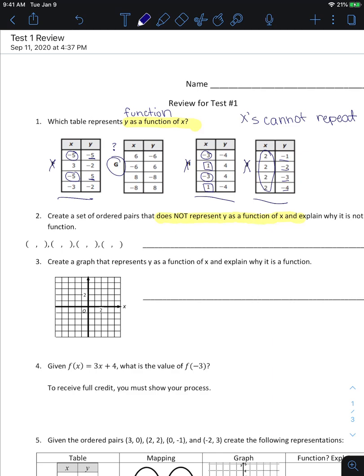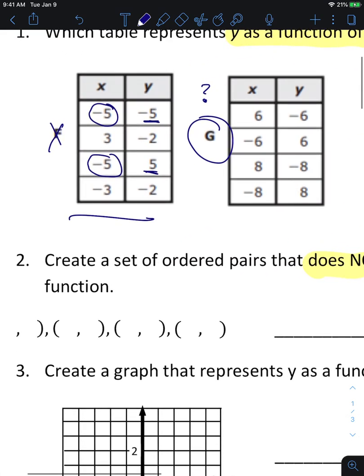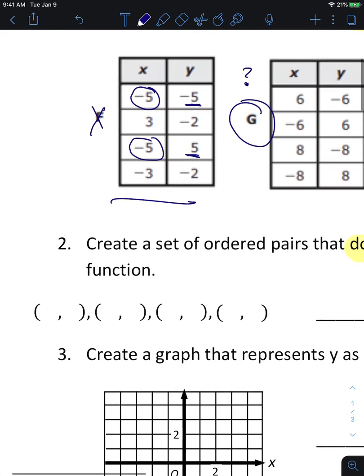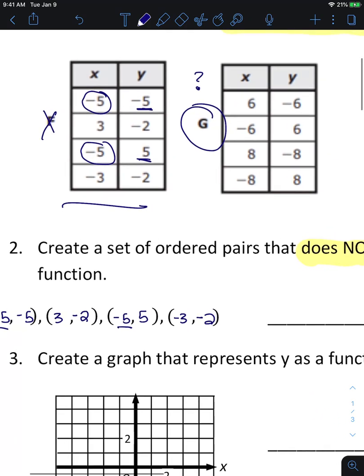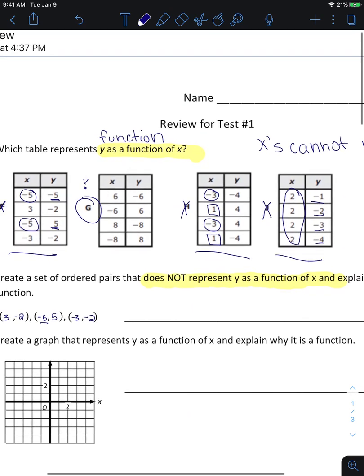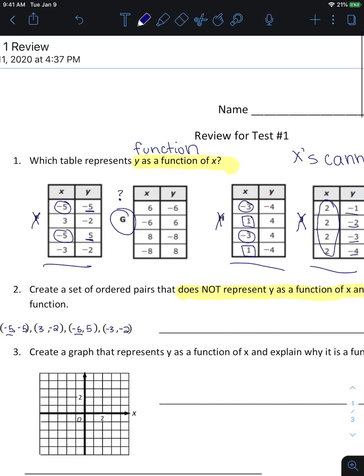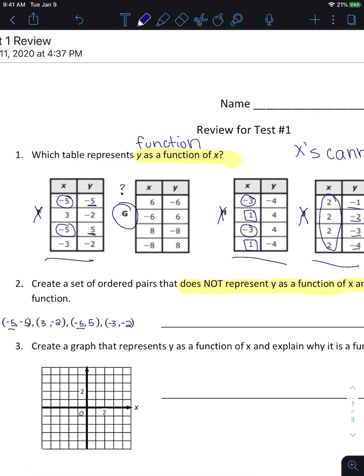Okay? So, what I'm going to do is I'm going to go ahead and use answer choice F. So I'm going to say my points are (-5, -5), (3, -2), (-5, 5), (-3, -2). Again, my -5's repeat to different y values. Okay, and then the second half of the question, make sure we read it, explain why it's not a function. Well, why is it not a function?